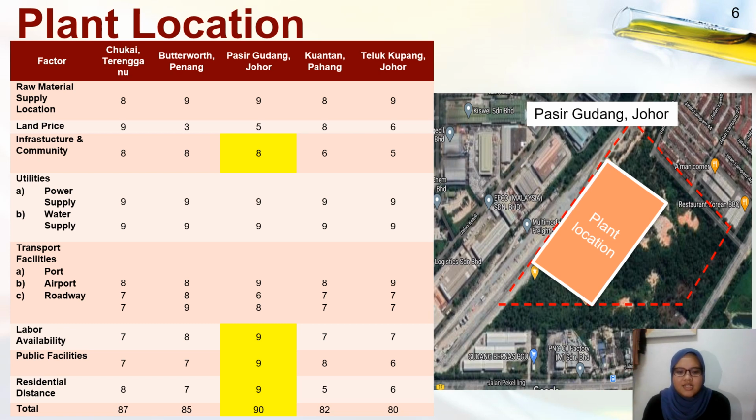Based on the above mark analysis, Pasir Gudang is chosen due to the reliable raw material, acceptable land price and area, infrastructure, and availability of labor. The proposed plant location at Pasir Gudang Johor is shown in the figure.